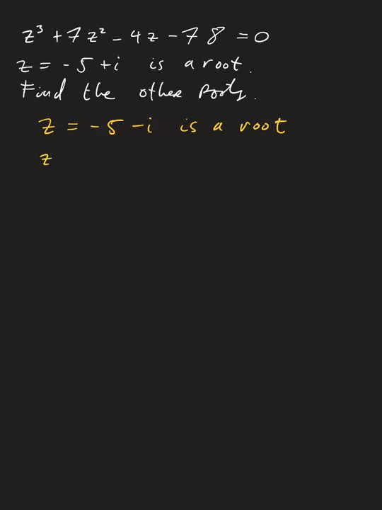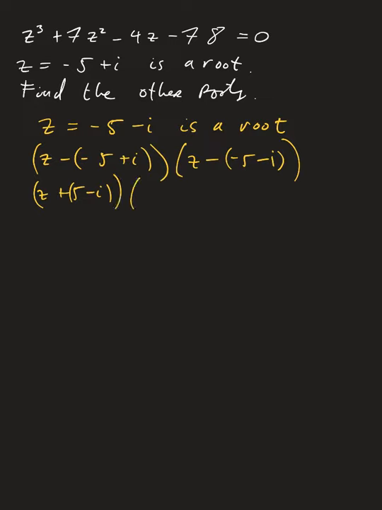would be z minus minus 5 plus i. That's one factor, and the other factor is z minus minus 5 minus i. And then I'll just sort that out a bit. z plus 5 minus i, brackets, and z plus 5 plus i. So I'll multiply that out, and then I'll use it to find the remaining factor of that polynomial.